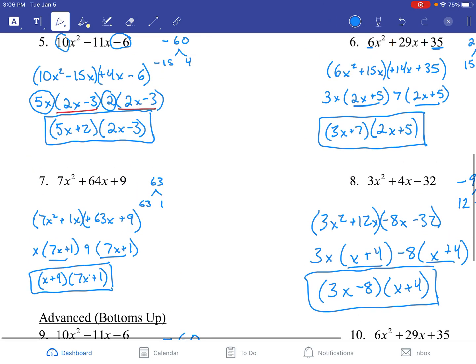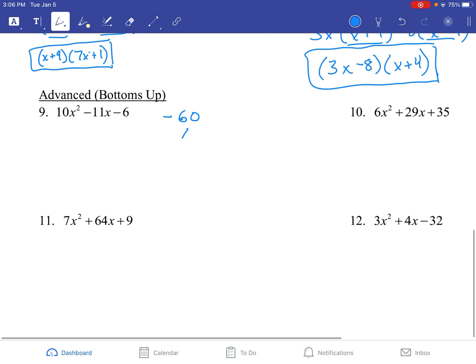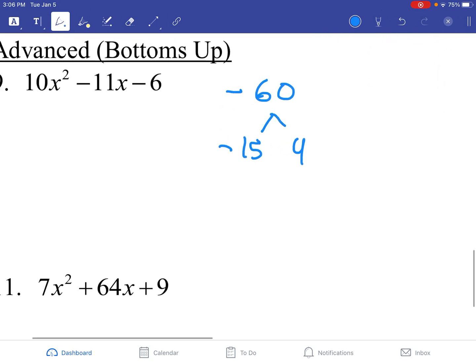I'm going to cheat and go up to the top and see what I had. I get negative 15 and positive 4. Here's where it differs a little bit. What we're going to do is we're going to make these fractions, and the denominator of our fractions is going to be the first term in our problem. It'll be 10.